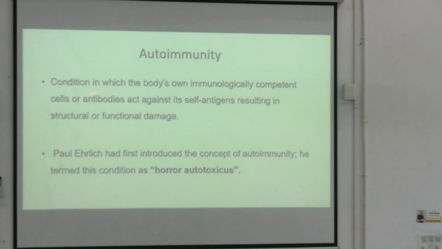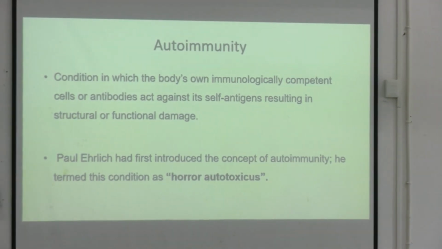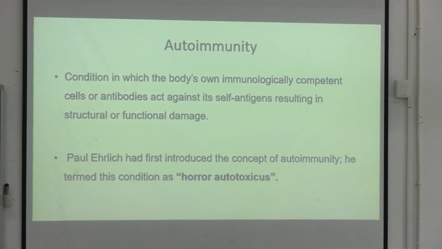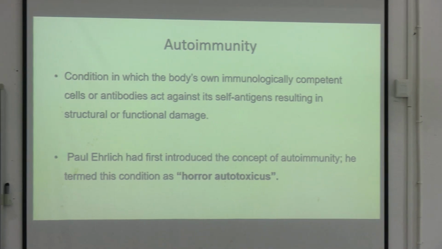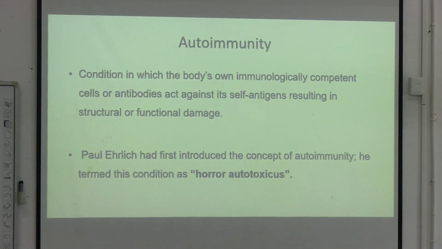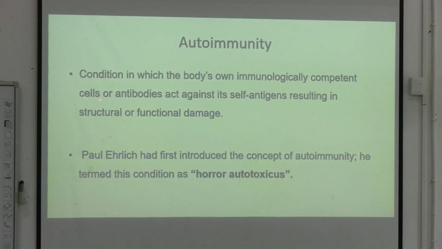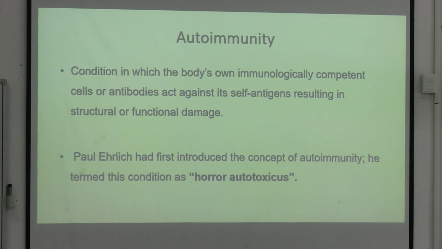Let us look at the definition. What does the definition say? It's a condition in which the body's own immunologically competent cells or antibodies act against the cell antigens. Please keep in mind it is immune competent cells or antibodies. That means both cell mediated and humoral immunity. Both can act against the body's own cells.